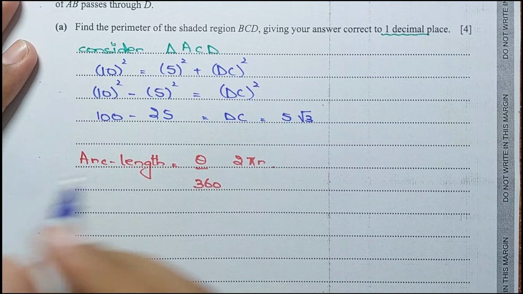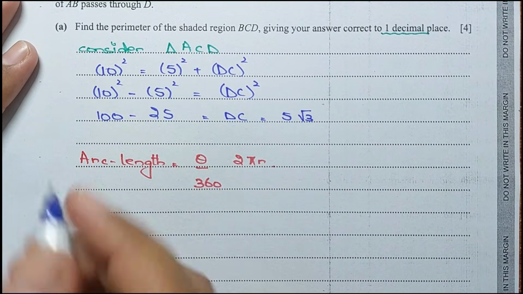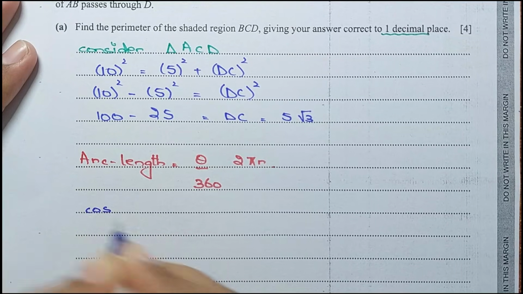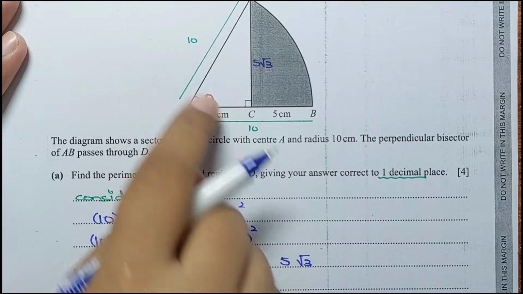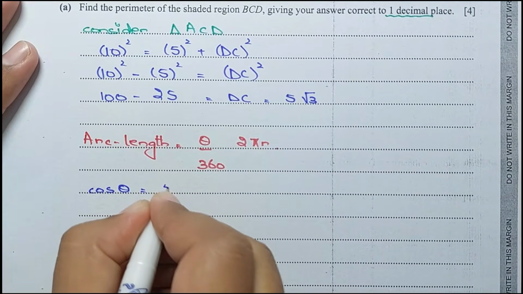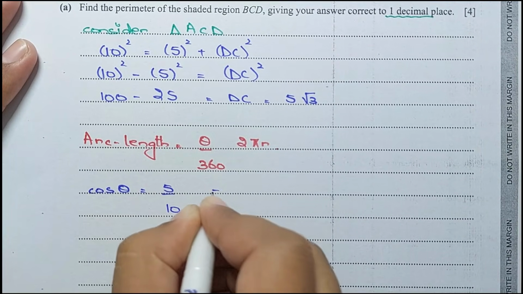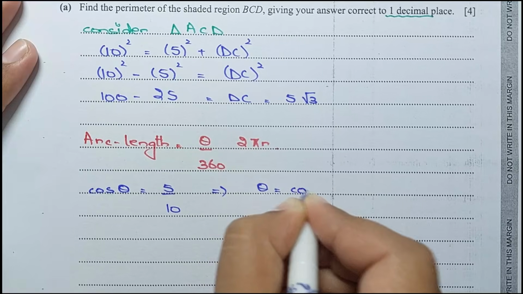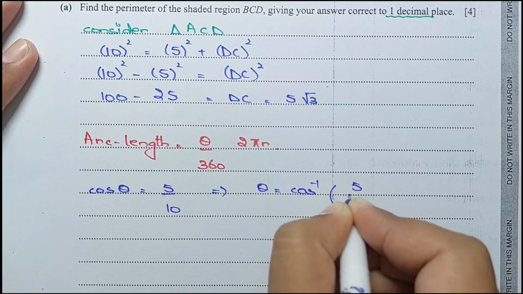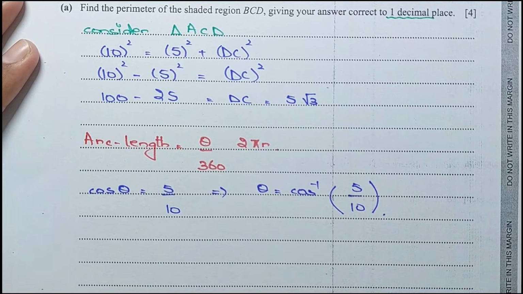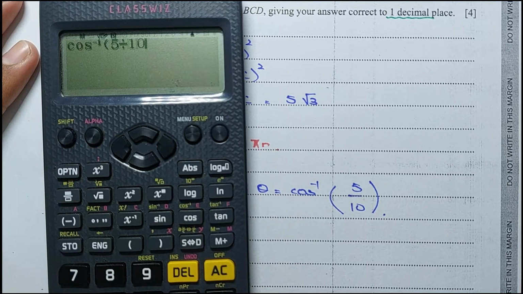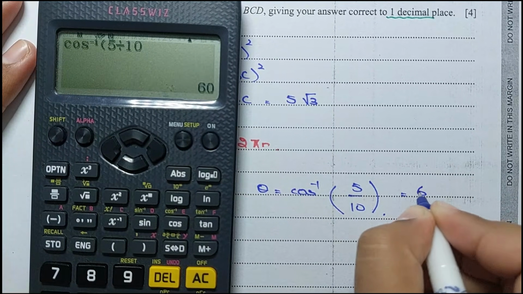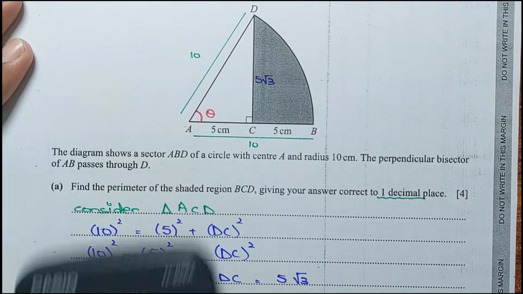Okay, so which trigonometric ratio? Let me use cos. You can use sine, cos, tan. Cos theta is adjacent over hypotenuse. Adjacent is 5, hypotenuse is 10. So that is 5 over 10. From here, theta equals cos inverse of 5 over 10, which is 1 by 2. So cos inverse of 5 over 10 is 60 degrees. So this value of theta is 60 degrees.